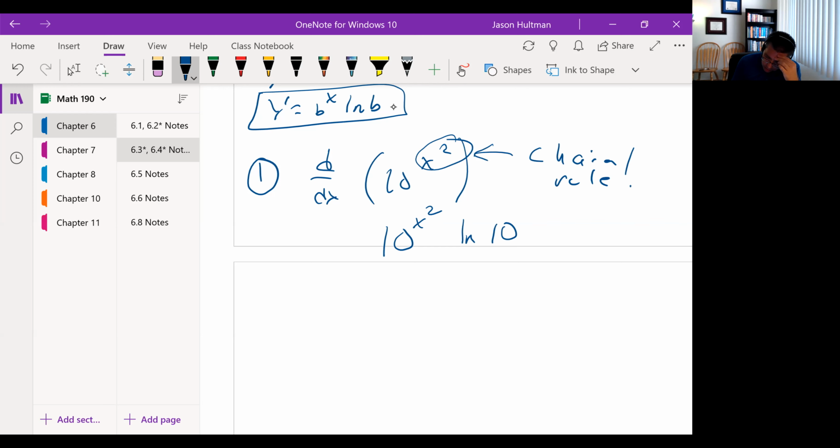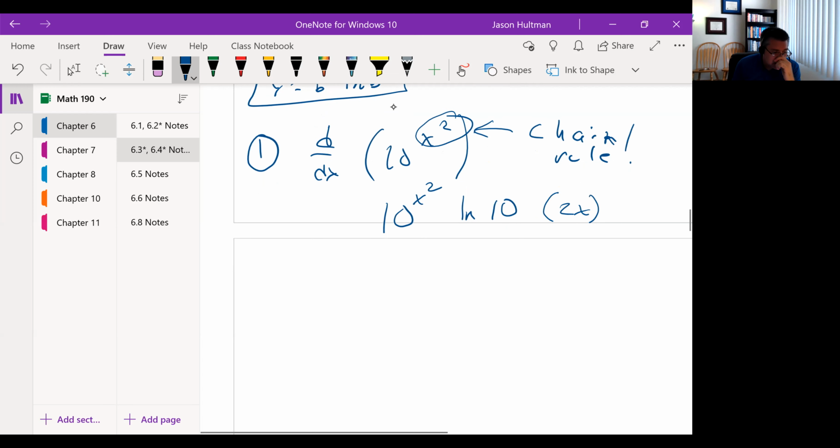Okay, so how are we going to apply the chain rule here? Well, instead of it being just x, it's 10 to the x squared, so the derivative would be 10 to the x squared times the natural log of 10, and then we have to take the derivative of x squared. When we take the derivative of x squared, we get 2x. And so we have to apply the chain rule there.